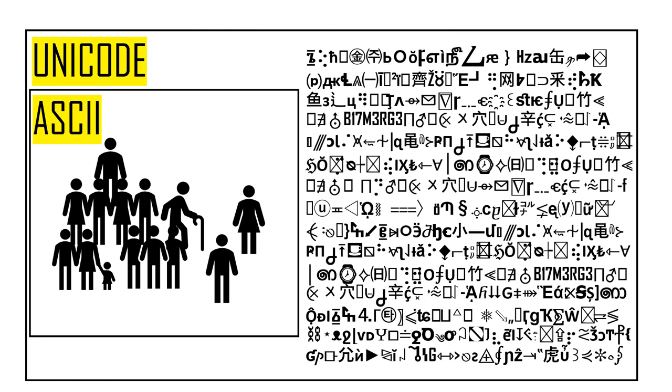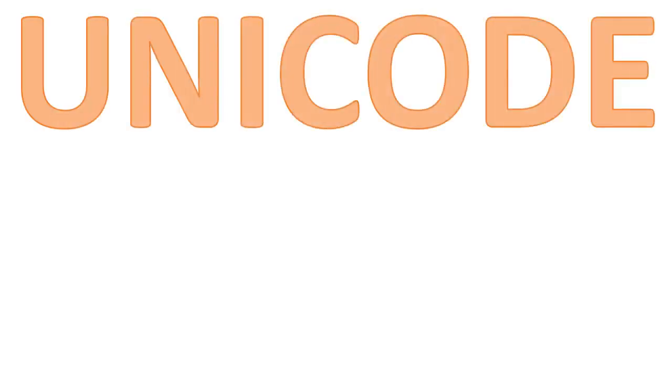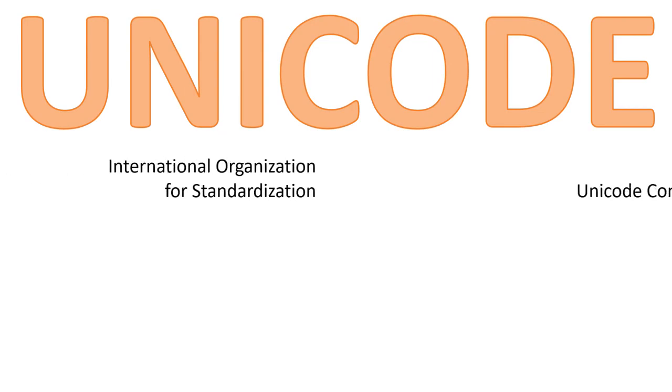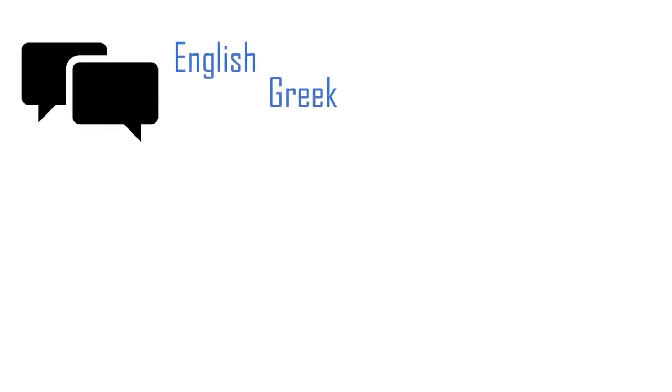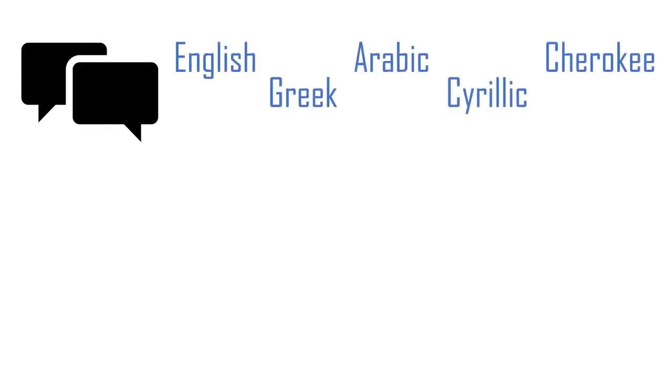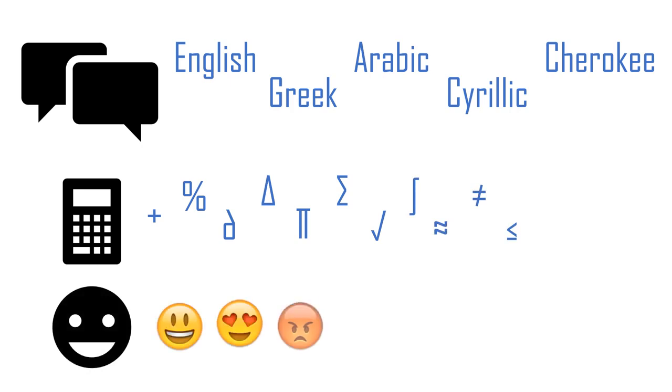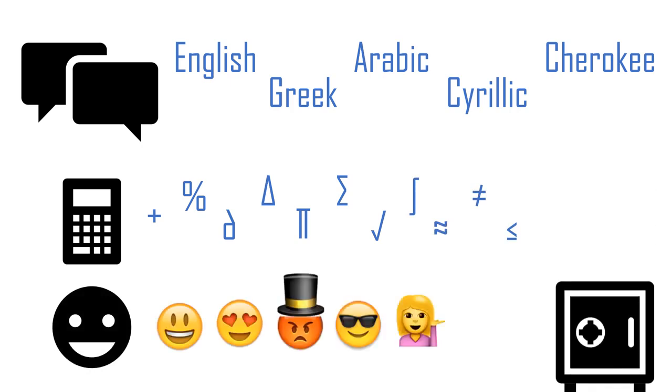Technically, Unicode is two standards created by the joint forces of an ISO working group and the Unicode Consortium in 1991. ISO 10646 is the published standard that defines a universal coded character set, also known as Unicode. The Unicode Consortium has a standard that is identical to ISO 10646, and both groups keep their standards in sync with each other. Here's just a taste of what's included in the Unicode standard: languages such as English, Greek, Arabic, Cyrillic, and Cherokee, mathematical symbols, emoji, and a large number of privately reserved characters.